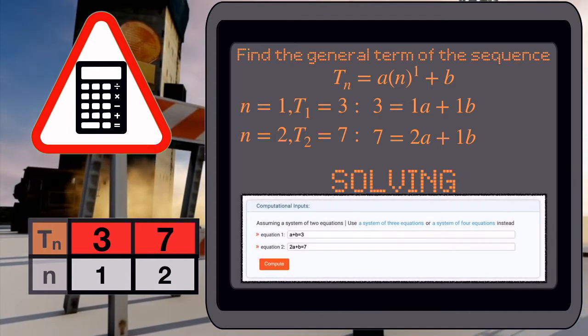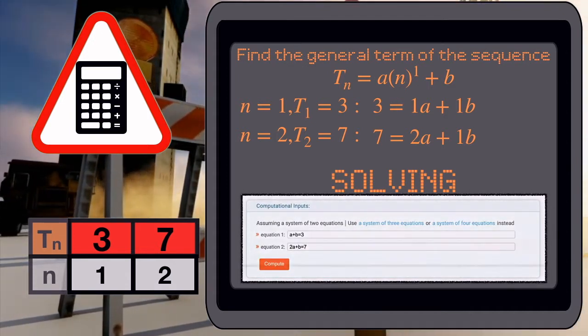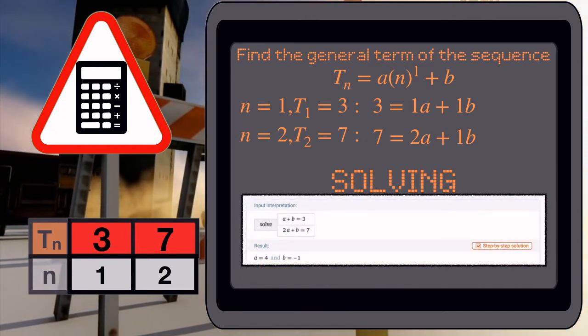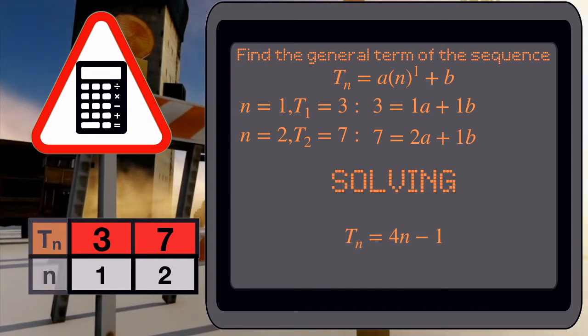From here, activate your calculator's simultaneous equation solving mode and key in the two equations. Note that I'm using Wolfram Alpha's online interface here for simplicity. The outcome is Tn equals 4n minus 1.